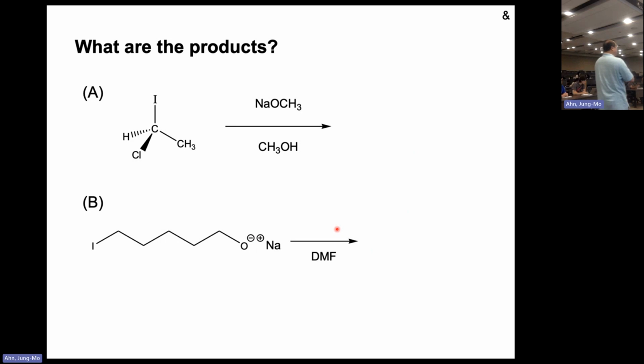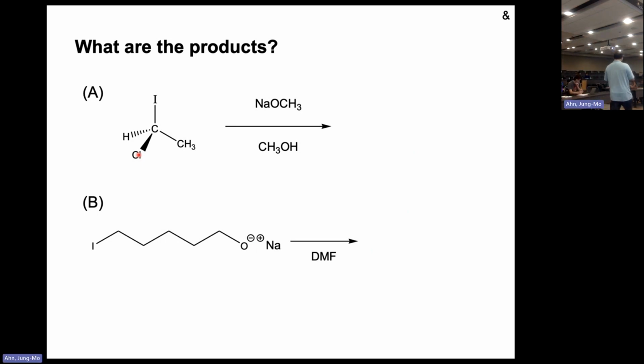But I want to think about the top one, A. We've got several choices here. If you look here, two reagents are given. One is methanol, the other is sodium methoxide. This can act as a nucleophile, and that can act as a nucleophile. So we have two different nucleophiles in the system. Not only that, this carbon having an iodine also has a chlorine. We've got two halogens there. And then it's stereochemically defined.